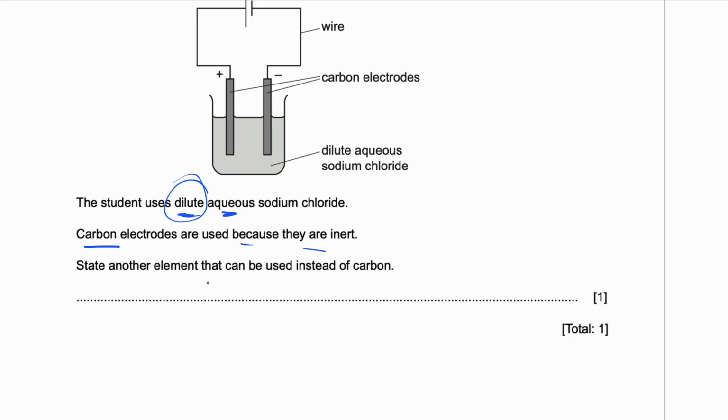State another element that can be used instead of carbon. So what else can be used along with carbon or graphite? We have platinum. Platinum is also an inert electrode.